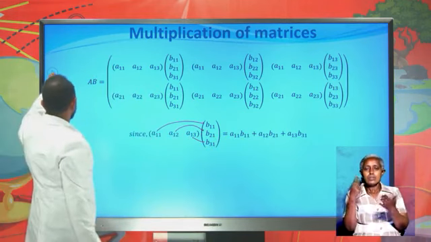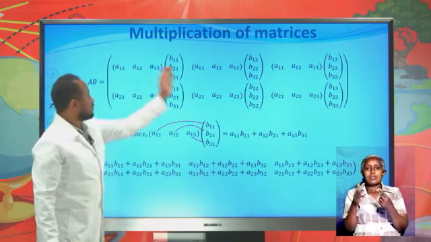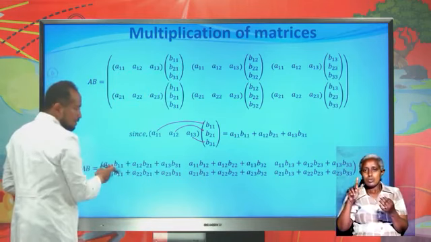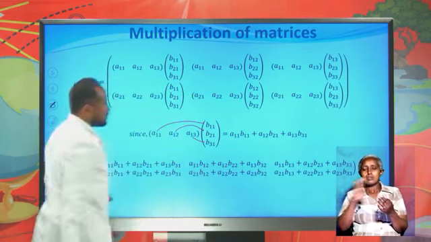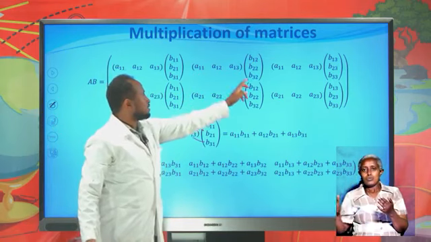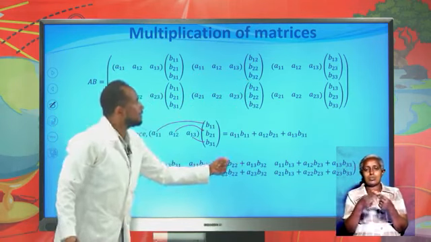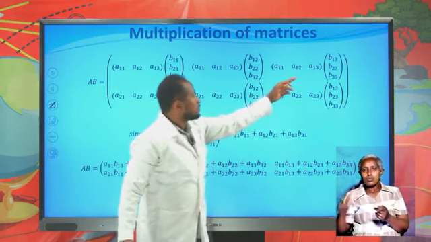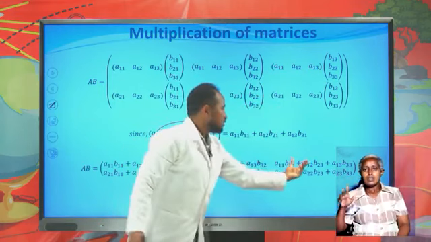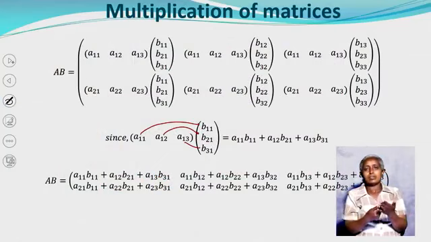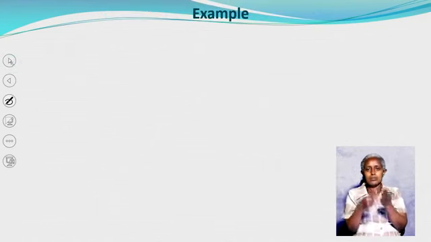So using this concept, the first entry of the product will be A11 B11 plus A12 B21 plus A13 B31. And the next entry will be A11 B12 plus A12 B22 plus A13 B32. You add the products. And for the other part, A11 B13 plus A12 B23 plus A13 B33. You get this one. Similarly, you can do the same for the second row. So you will have this. Now this is the procedure for how to multiply matrices. Now let's see an example for this concept.